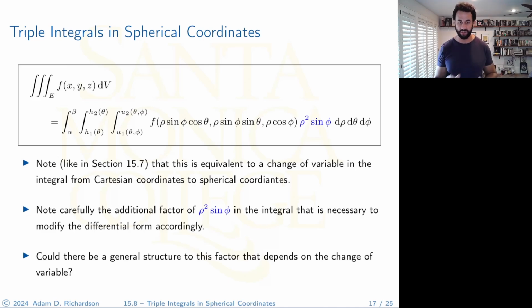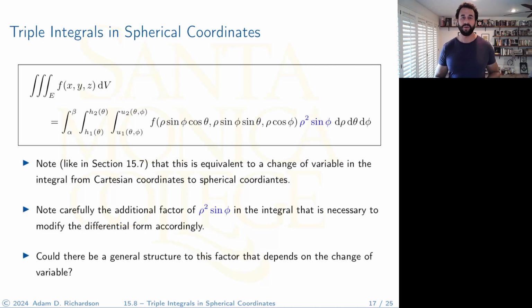So that's what's actually going on here. I also want you to note carefully this additional factor that appears, rho squared sine phi. This factor is necessary when you do this change of variable, because it lets you change the volume of that rectangle so that it's appropriately scaled to be in terms of a spherical rectangle. That's basically what it is.